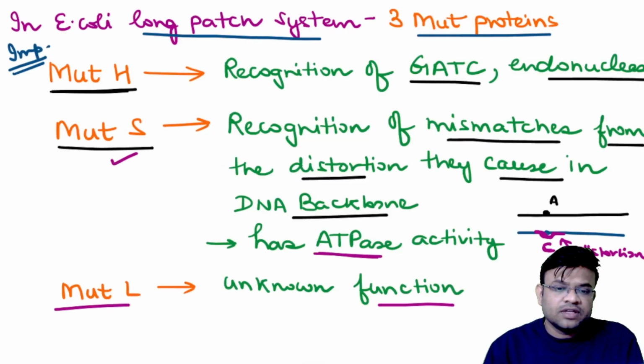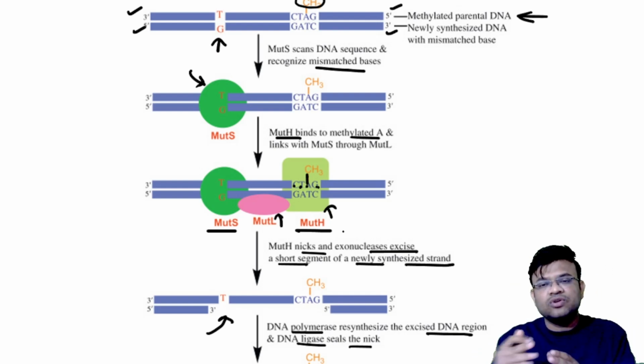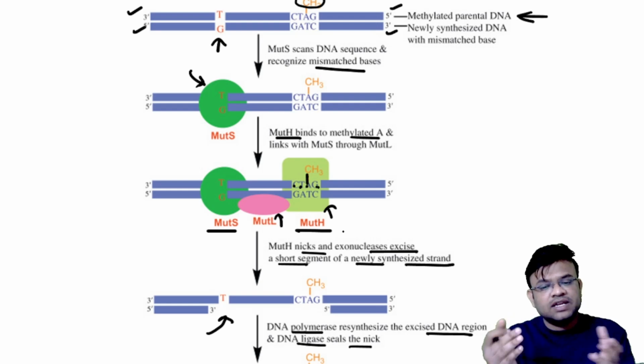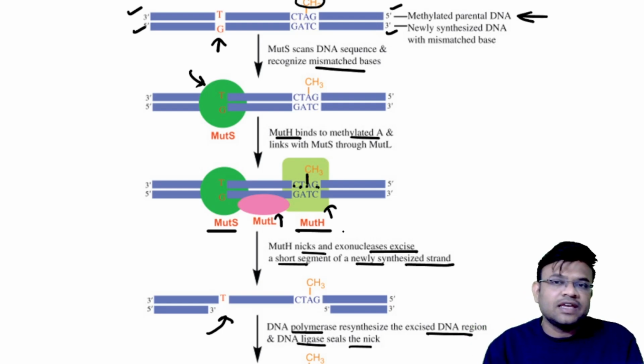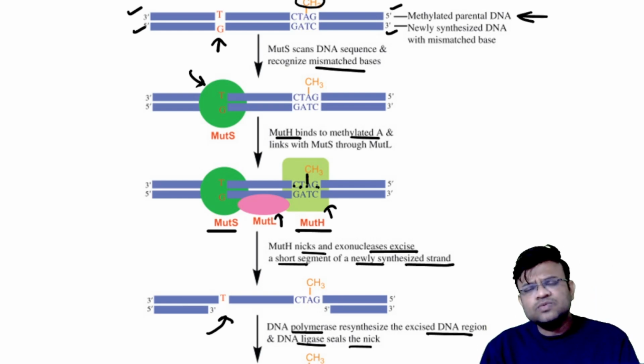Remember, if you see, this MutH had the function of endonuclease. That is what I have written over here. So MutH will be creating a nick, as an endonuclease. Basically, exonuclease and DNA helicase will be cleaving off the strand. It will be removing the strand. So this is what we had discussed up till now. So this is what happens.